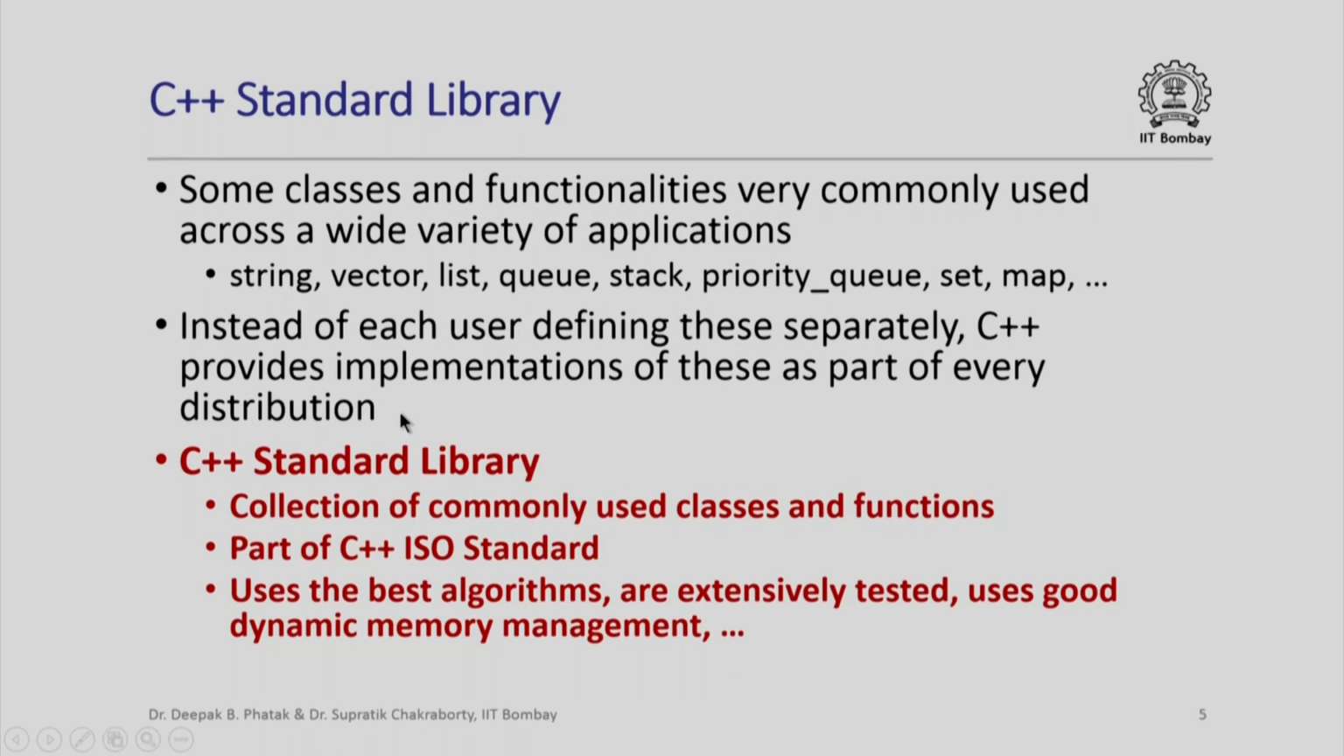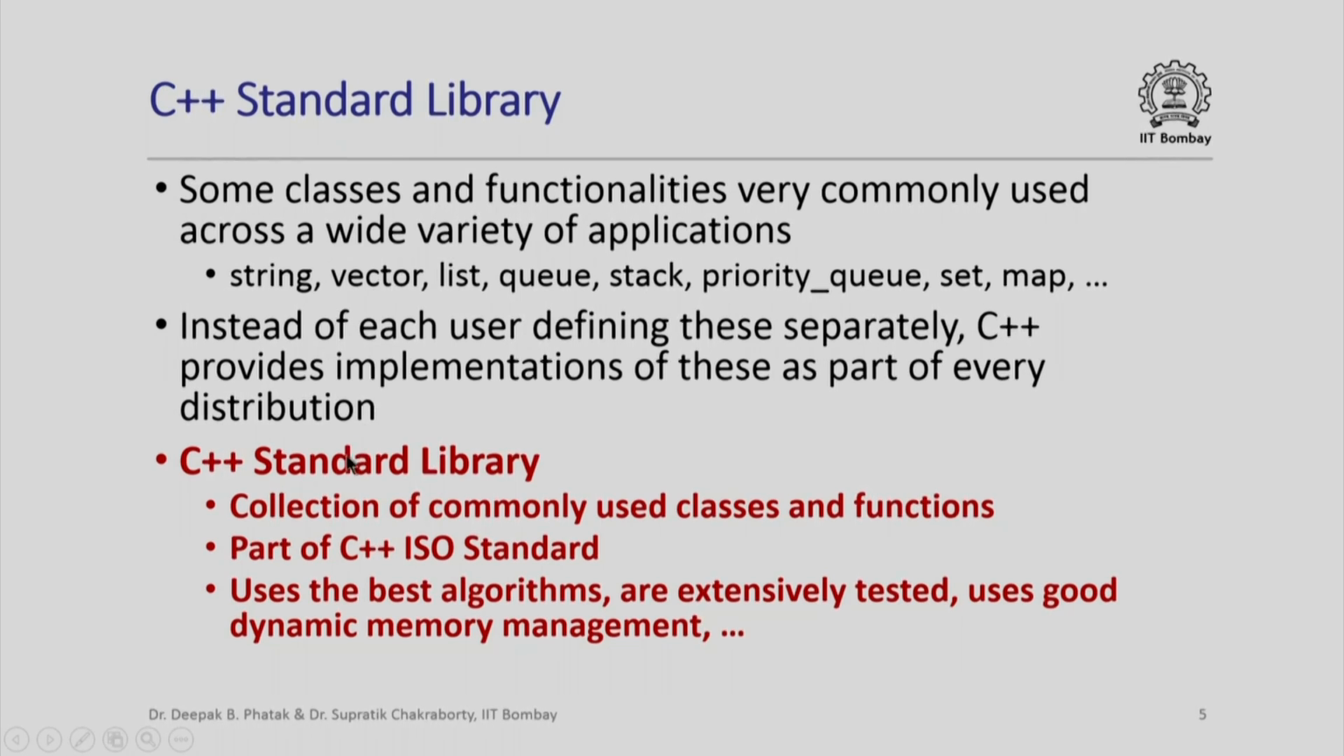Now, some classes and functionalities are very commonly used across a wide variety of applications written by C++ programmers. For example, C++ programmers very commonly use strings, they use vectors of integers, characters or other data types. Similarly, they might use lists of different kinds of structures, queues, stacks, priority queues, sets, maps and so forth. Now, instead of each user defining these structures individually and separately each time, C++ provides standard implementations of a lot of these classes and functionalities as part of every C++ distribution.